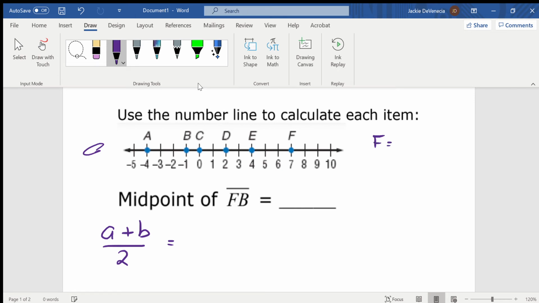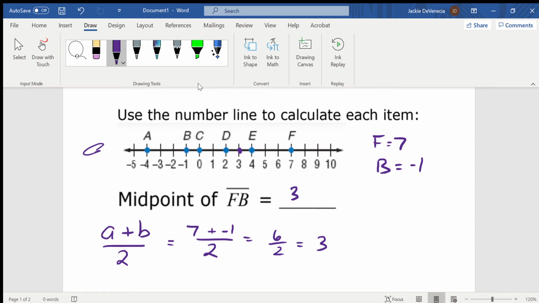So F, that's a 7. And B looks like it's a -1. So I'm starting from 7 and I'm going to -1, right? And then from here, I just want to replace the values. So A is going to be 7, B is going to be -1 divided by 2. 7 plus -1 is going to be 6 divided by 2, which is 3. So this is saying that point 3 is in between point B and F, all right?